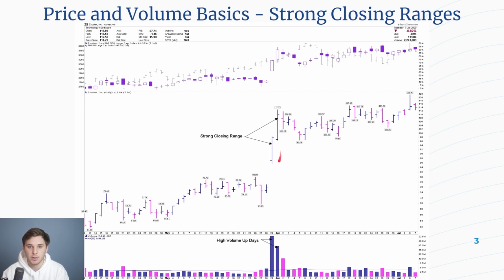And after these 2 strong days, the stock consolidated for a bit, but then went on to double from this point, likely because on these 2 days, institutions were accumulating supply, and they continued to do so throughout the next weeks and months. So volume should also be considered along with this closing range to identify how strong that day was and who was stronger, the buyers or the sellers.